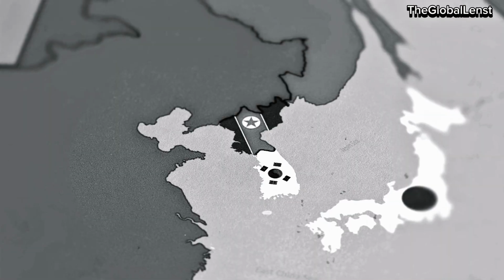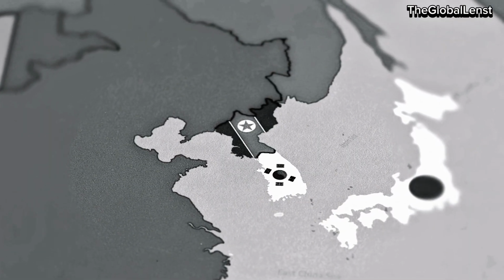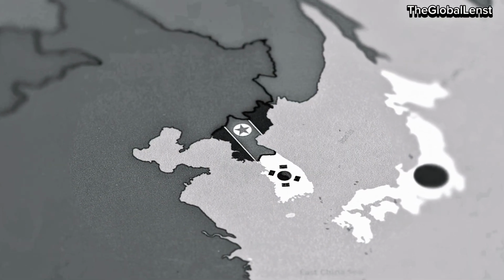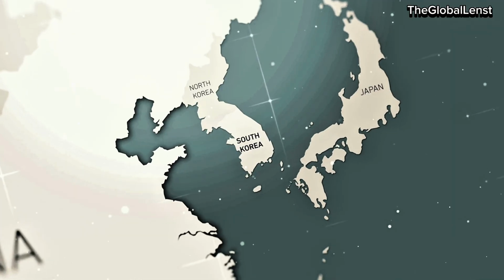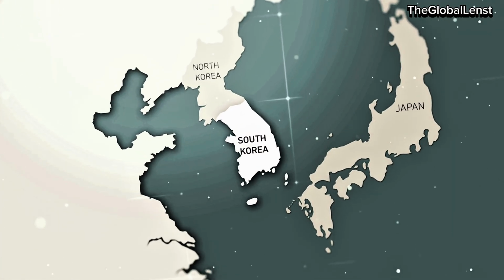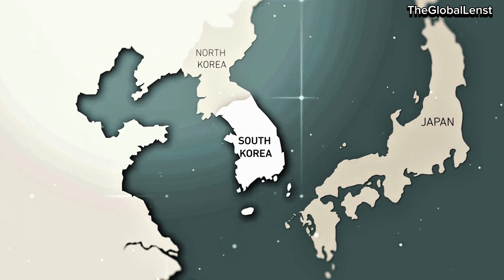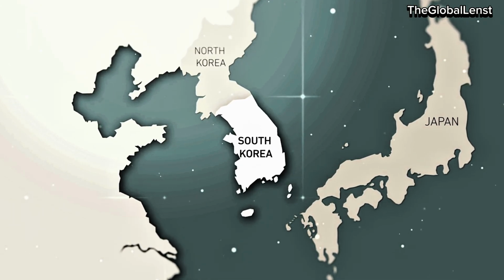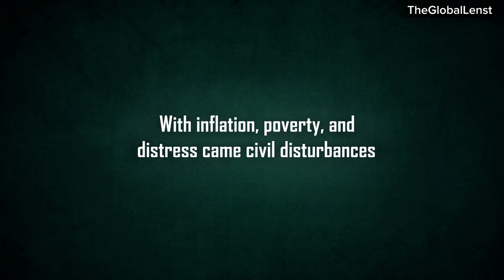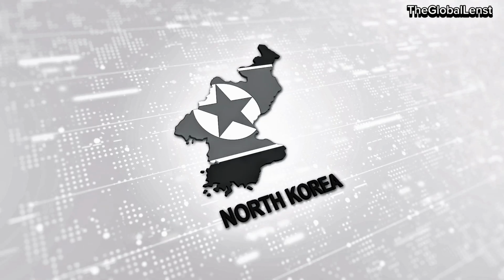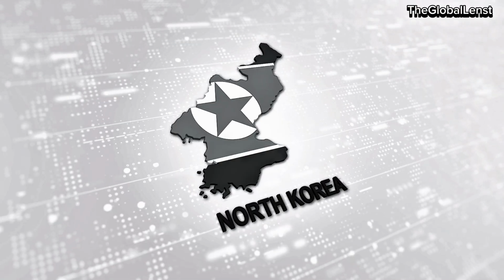Between 1945 and 1947, the situation in Korea polarized as the two power blocs, North and South, became more secure. Both sides constantly expressed their desire for national unity, but in practice, reunification became a more and more remote goal. With inflation, poverty, and distress came civil disturbances. In the North, there were public show trials of opponents of the regime.